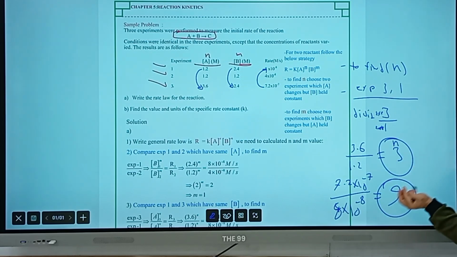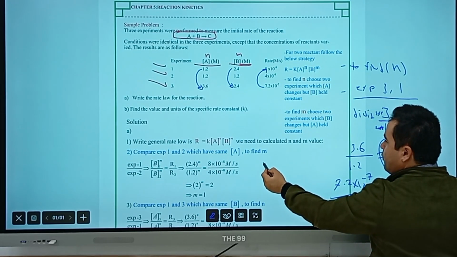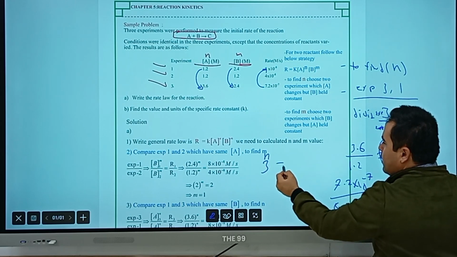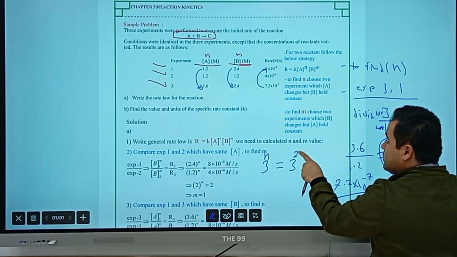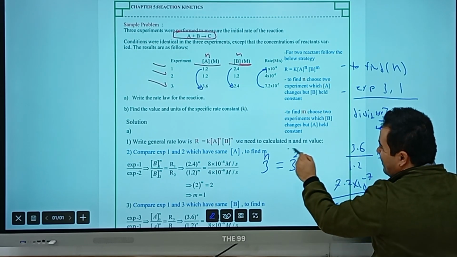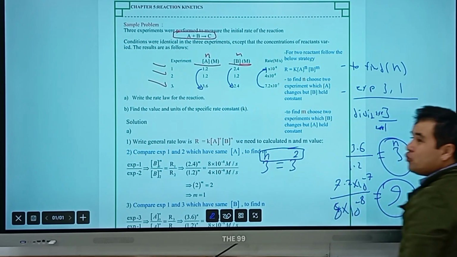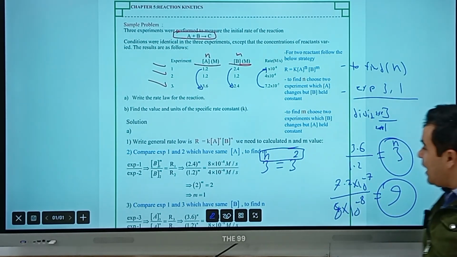Equalize these two, the same as the first type. 3 to the power of n equals 3 to the power of 2, because 3 squared we get 9. So n is equal to 2. That's how we calculated n.